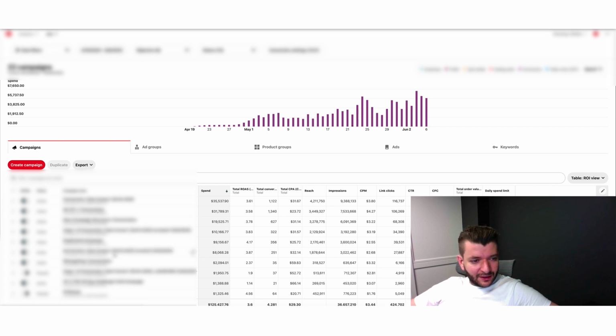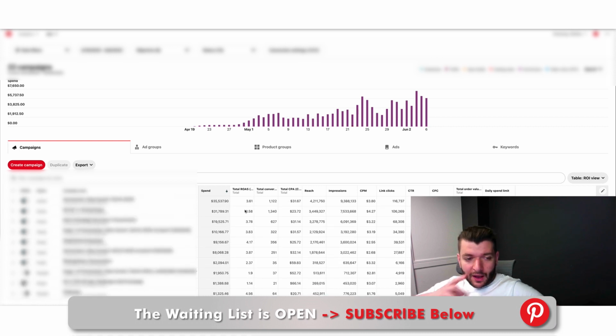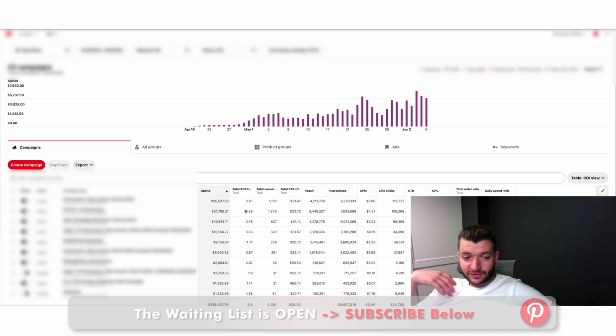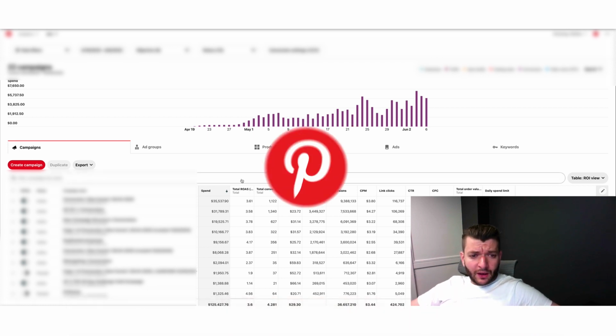As you can see here, this was the original one. This is the copy, with very similar performance, which is what's interesting. And this is another copy of it. It's pretty much just a duplicate. Once we found the winning funnel and the winning ads, we would duplicate it to just spend more. So scaling on Pinterest is very easy once you find this initial proof of concept.